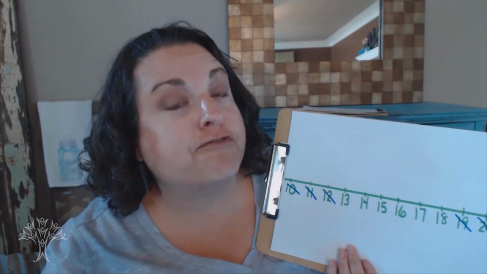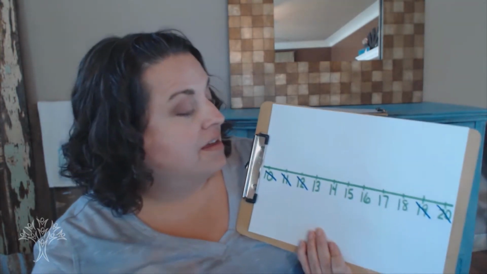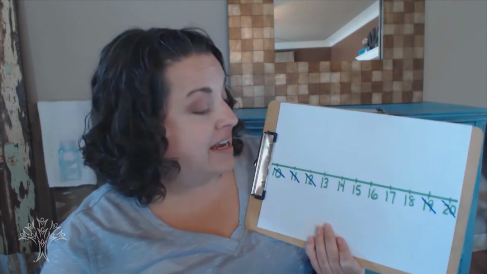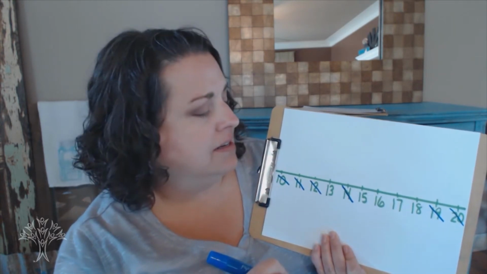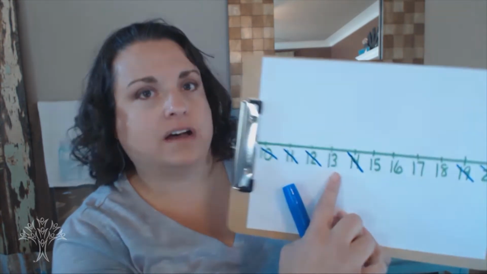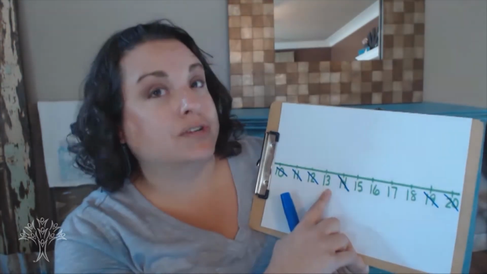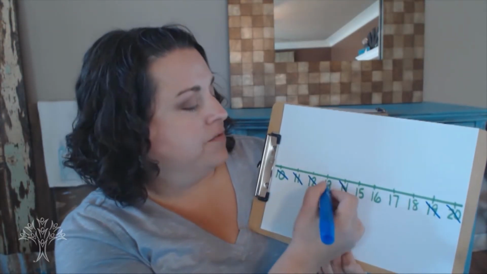I heard someone say 14. My number is greater than 14. That means I can cross off the number 14 because it isn't equal to 14. And I can also cross off the number 13 because 13 is less than 14.